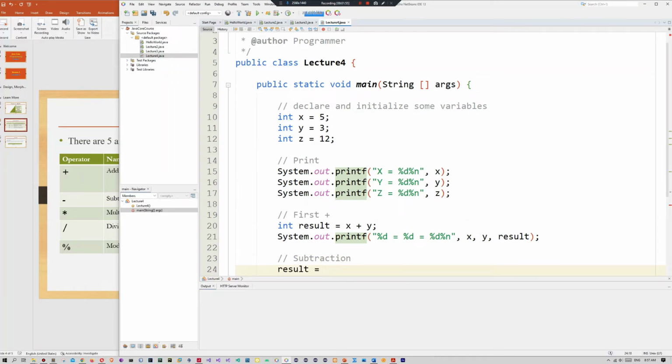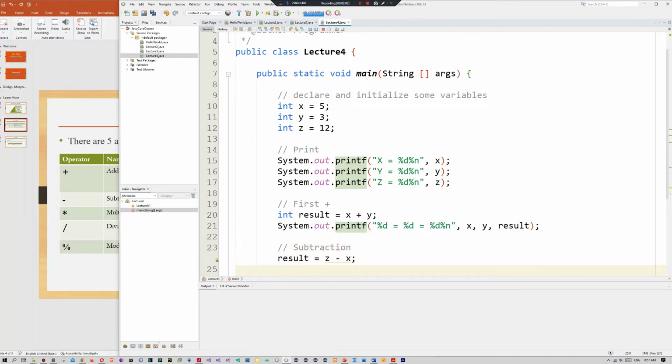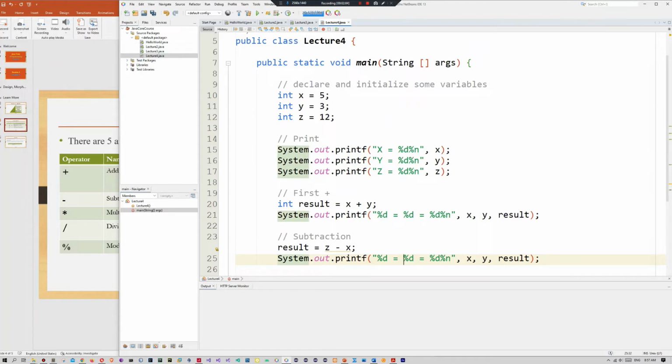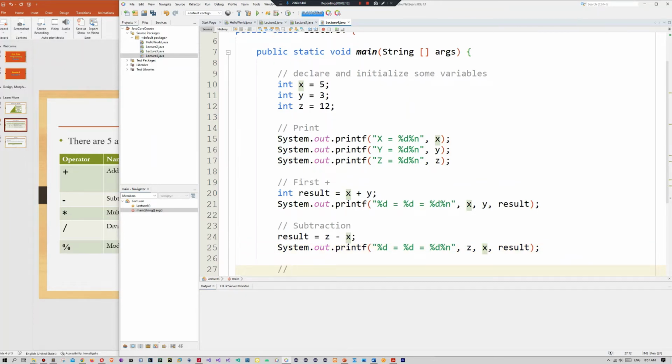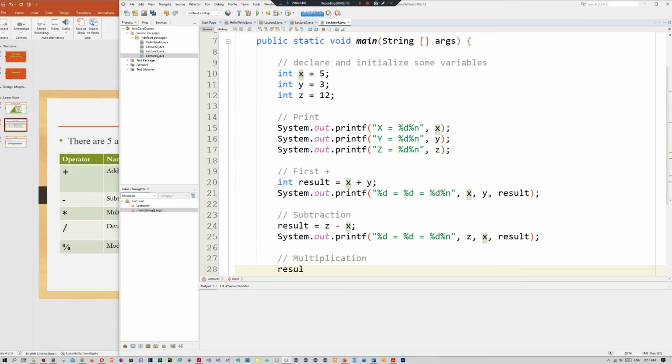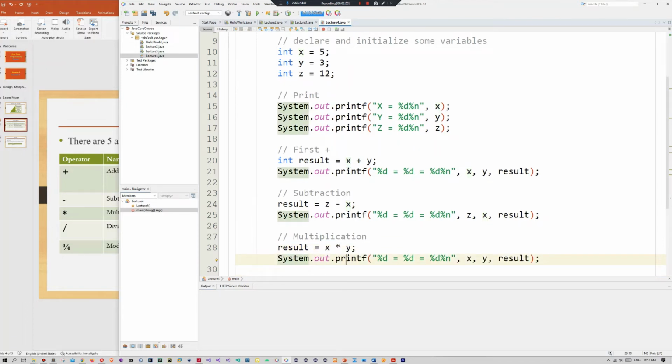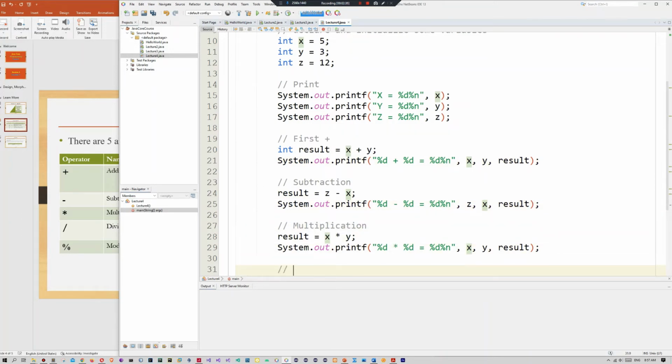Now subtraction. Result is equal to z minus x. Print z, x, and result. Okay, let's do multiplication. Result is equal to x multiplied by y. Let's print it: x, y, and result. Let's put the operators here for multiplication.